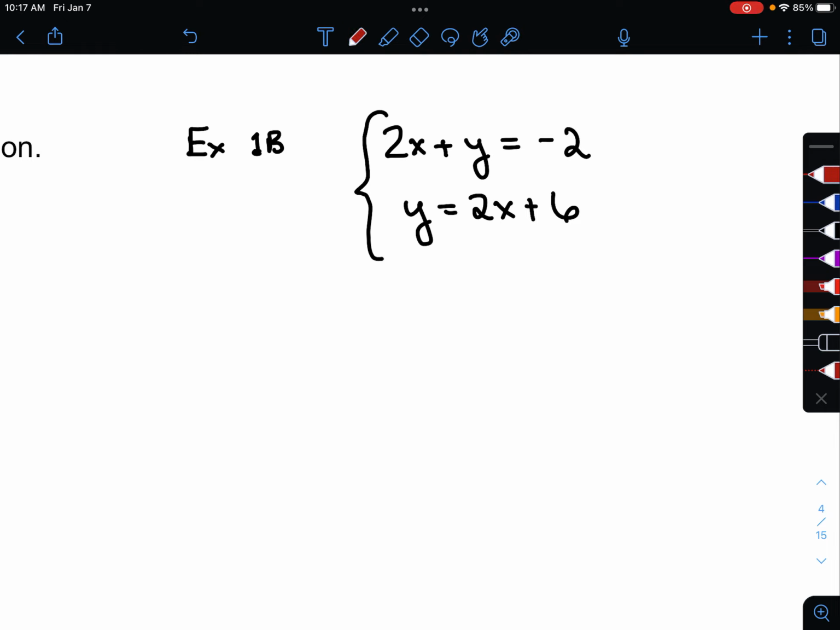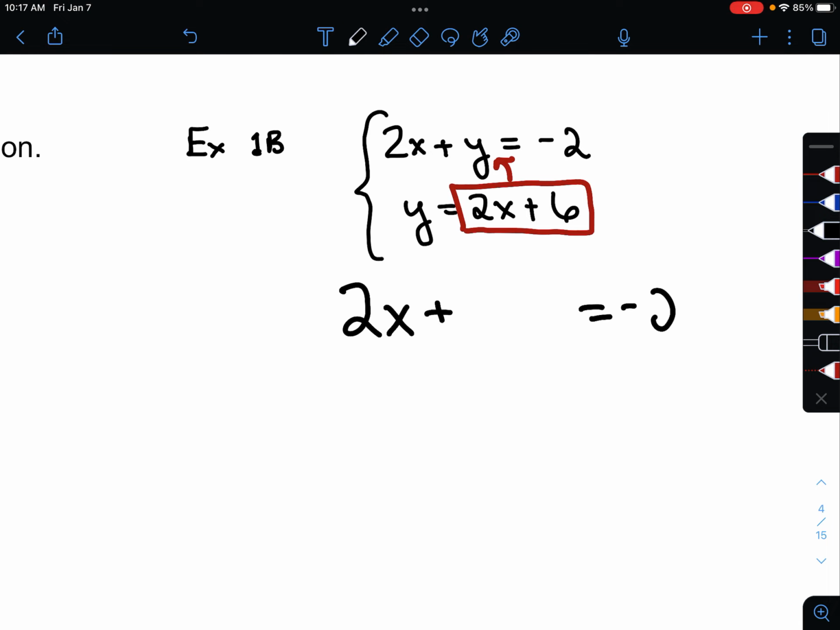Instead, we're going to substitute. So we're going to take the fact that y is the same thing as 2x plus 6, and we're going to plug that into the other equation. You see how one of the equations was already set up and solved for y? So that was pretty easy to just substitute that into the other equation. So the other equation is 2x plus y equals -2. But instead of writing a y, what am I going to do? I'm going to put 2x plus 6 right in there. And then I just solve this out.